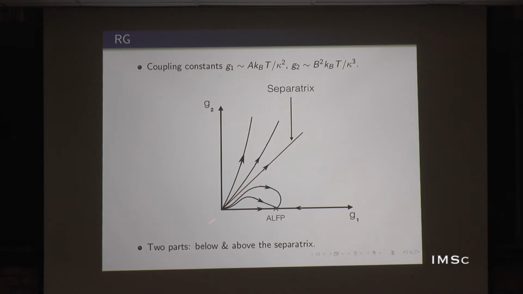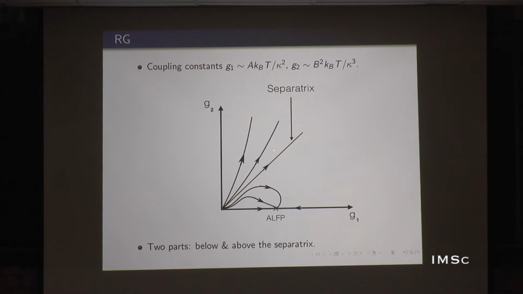So, this is a special line, as I said. If you flow along this line, you just keep flowing, you do not go anywhere, you neither come here nor go there. So, this separatrix by definition separates the two parts of the phase diagram.